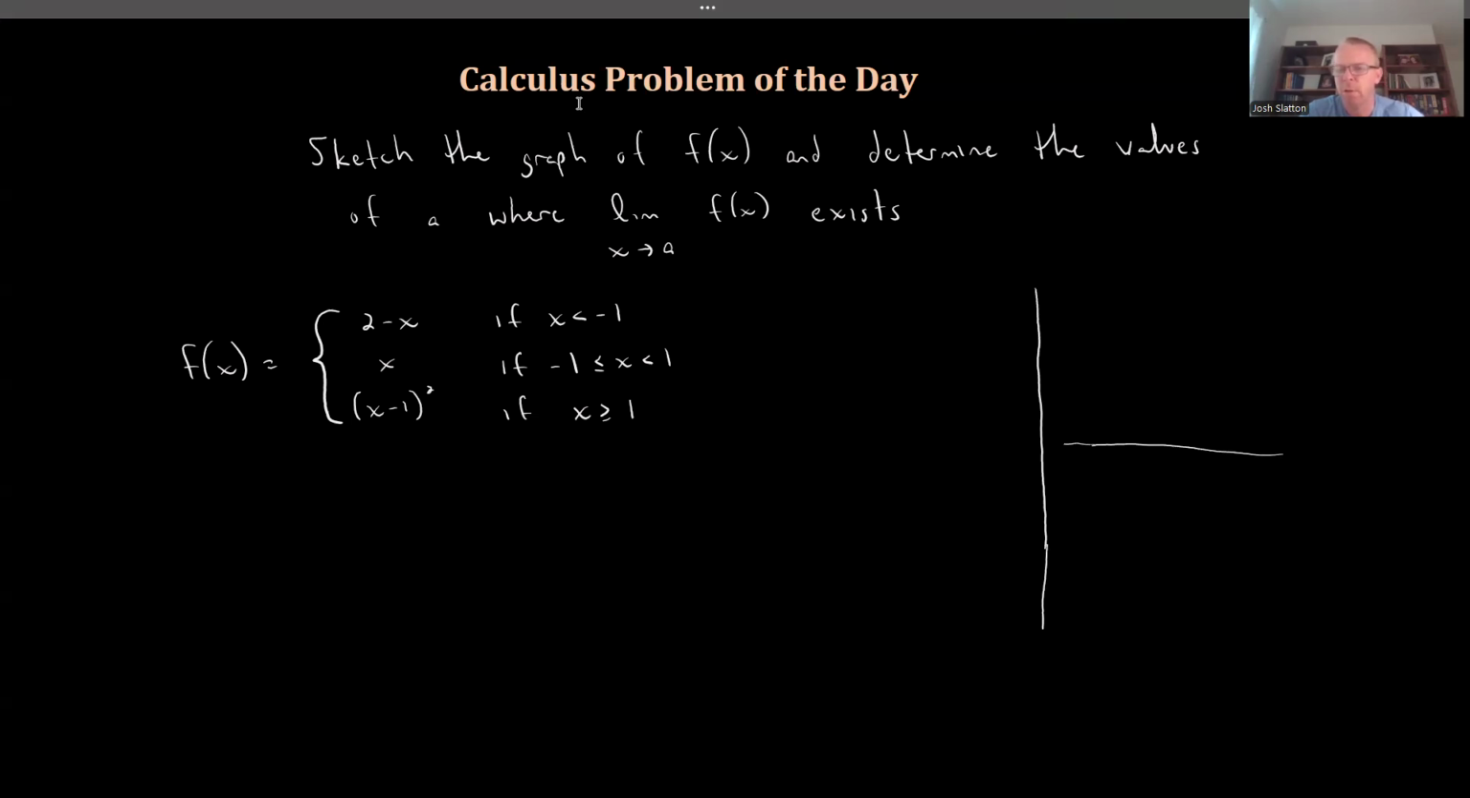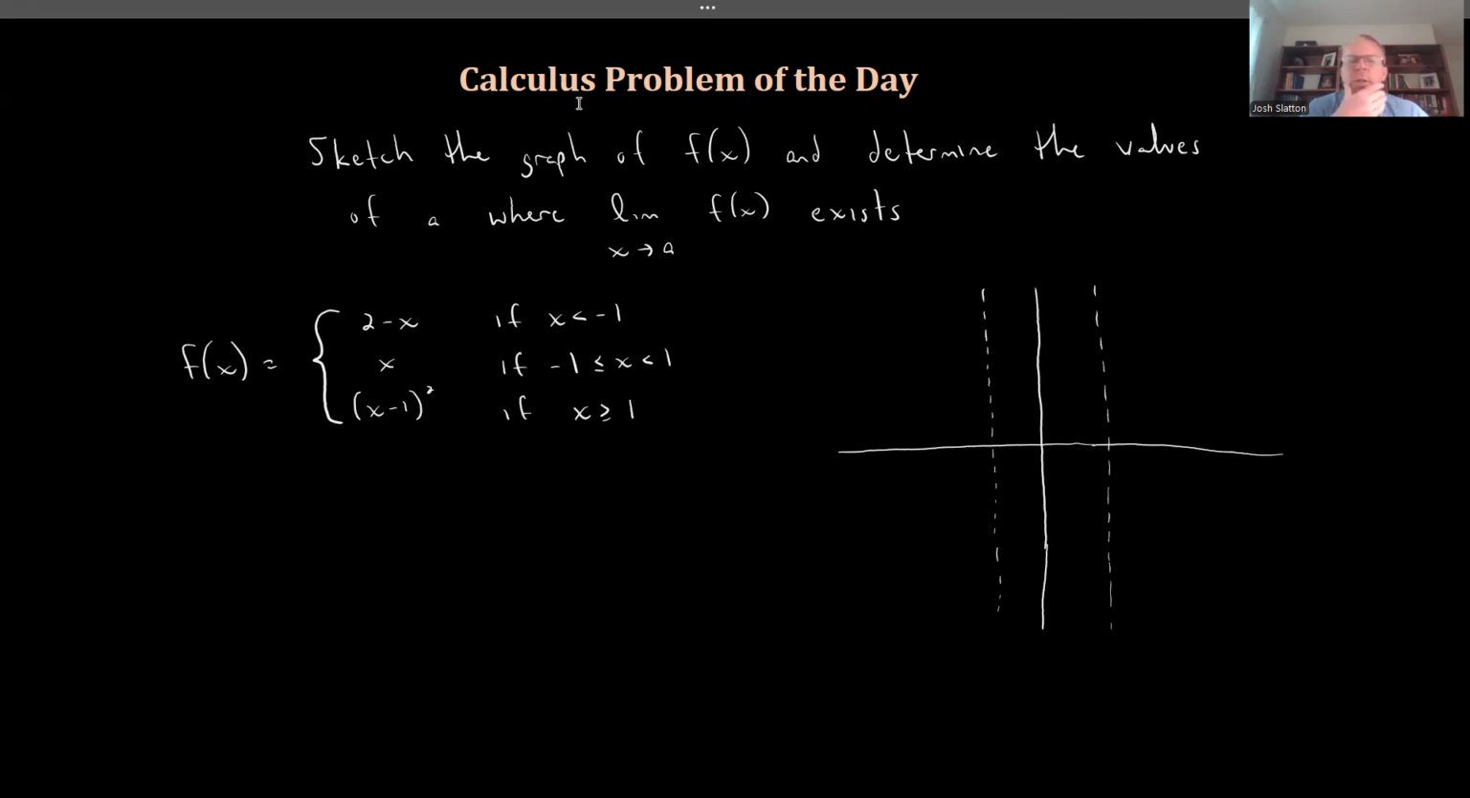With a piecewise function, of course, you're looking at different functions based on the values of x. So we're split at -1 and 1, and it might be helpful to keep things organized. We put a dotted line through -1 and a dotted line through 1, and that way we know where we are.